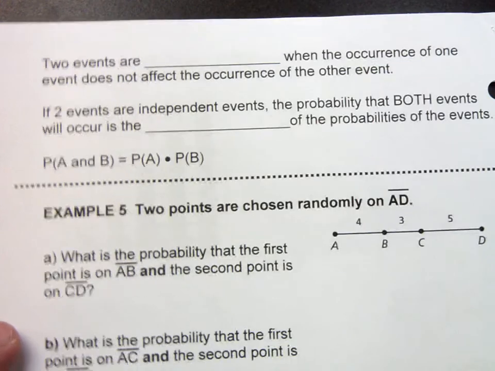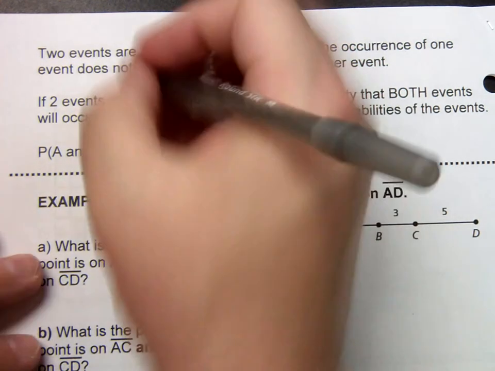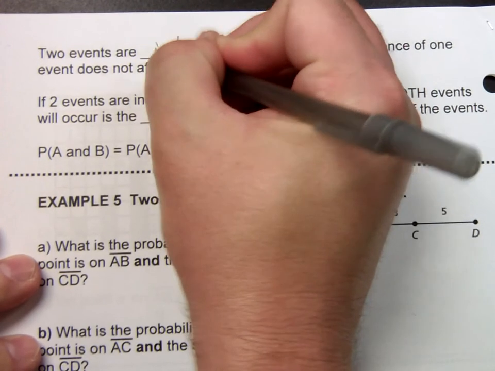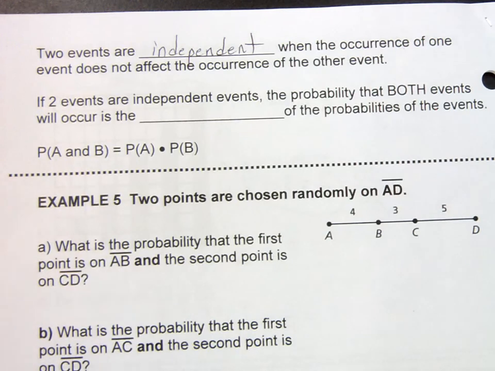All right. So far we've just been dealing with one event happening. Now we're going to talk about 2 events, but we're going to focus on independent events. So 2 events are independent when the occurrence of one event does not affect the occurrence of the other event. So if I have 2 coins and I'm going to flip them, whatever I get when I flip the first coin has absolutely no effect on what I'm going to get when I flip the second coin. So flipping those 2 coins would be independent events. One does not affect the other.